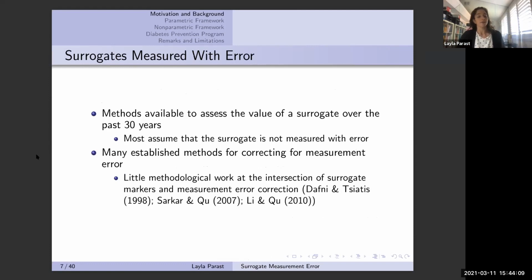So while there are many methods available to assess the value of a surrogate marker, most of them tend to assume that the surrogate is not measured with error. And on the flip side, while there are a lot of methods to correct for measurement error, there's little methodological work at the intersection of these two. So what to do when you're trying to evaluate a surrogate marker and you have measurement error.